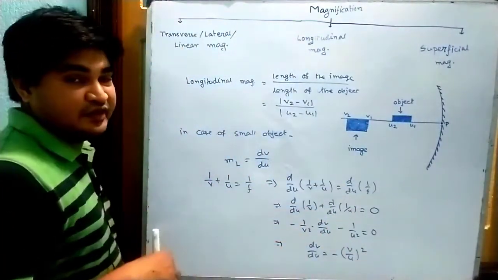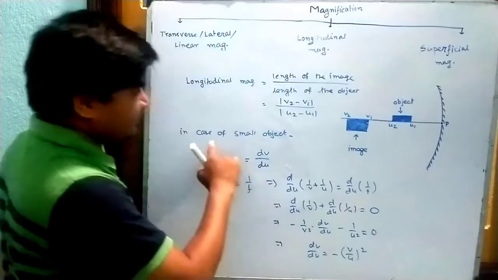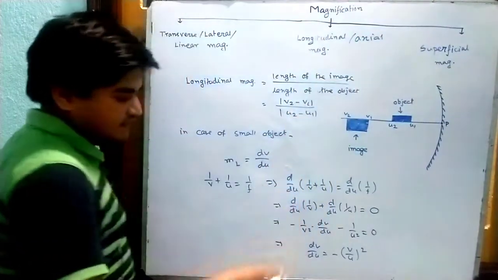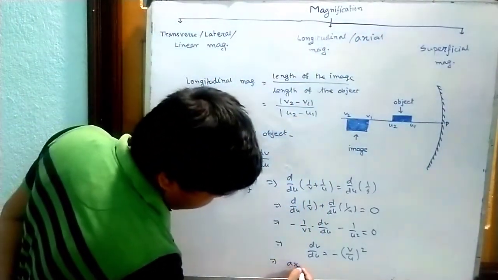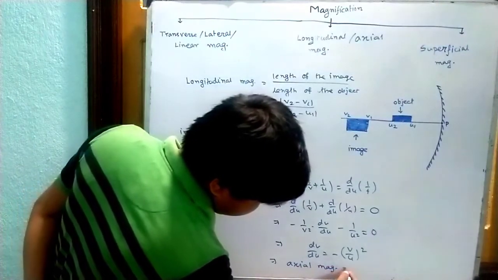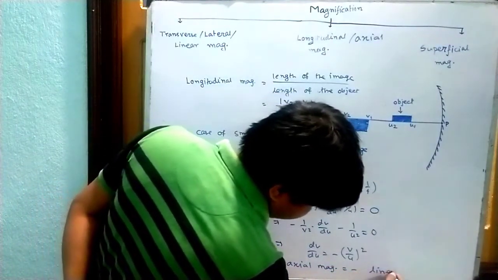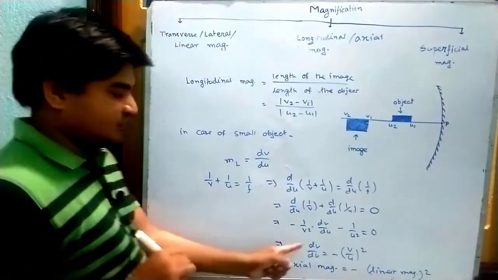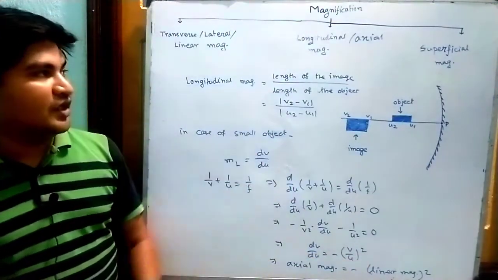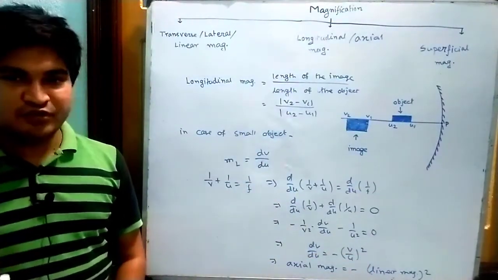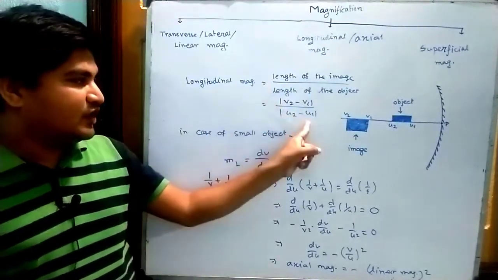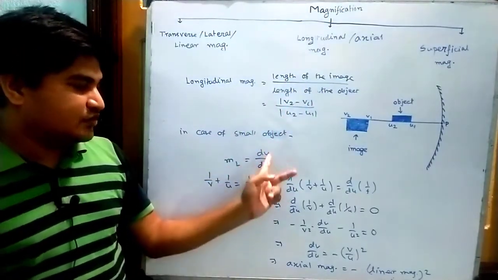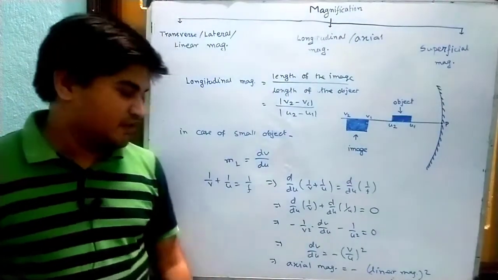We know v by u defines the linear magnification, and dv/du is defined as longitudinal or axial magnification. So axial magnification equals minus of linear magnification square. So dv/du equals minus (v by u) square. So this is our longitudinal or axial magnification. You have to remember two things. For a large object, we will apply the formula, the length of the image to the length of the object, and for small objects, we will consider the formula that is differentiation of v with respect to u, which gives this formula.